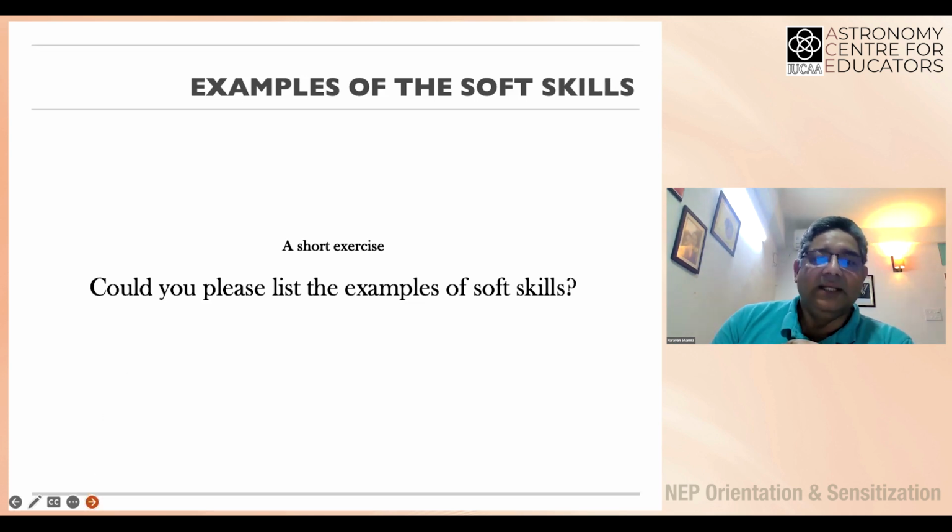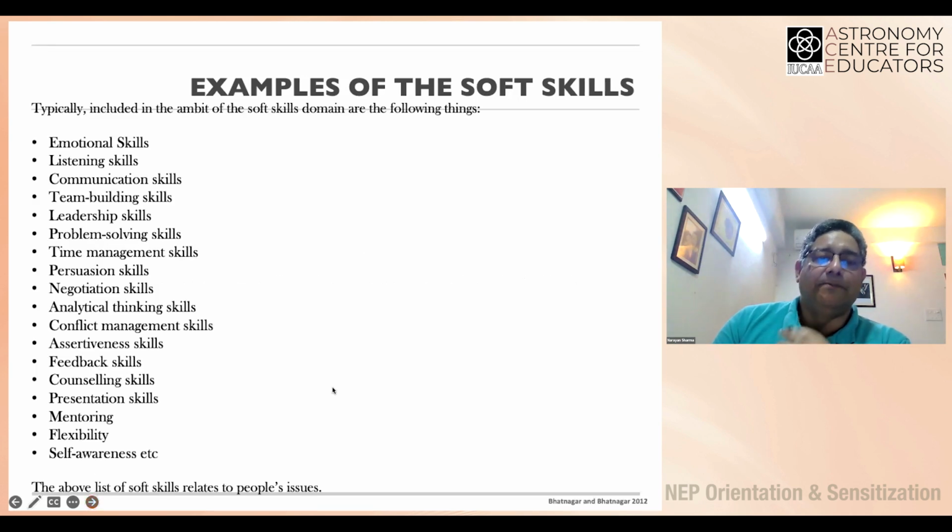So let me give you the list of soft skills. This may not be an exhaustive list, but some of the very important soft skills are emotional skills. One very important skill that we often ignore is the listening skill. Communication, someone already mentioned the communication skill. Team building, yeah.